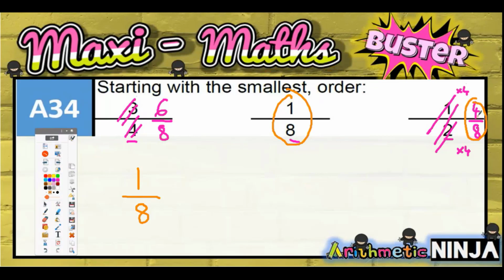But when you're writing the answer down, you shouldn't write what you've changed it to. You should write what the equivalent fraction that it came from is. Now, 4 eighths came from a half. So I'm going to write a half next.